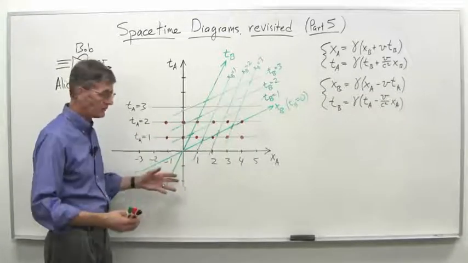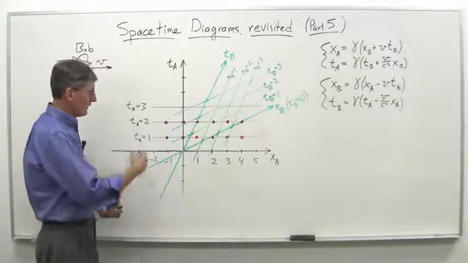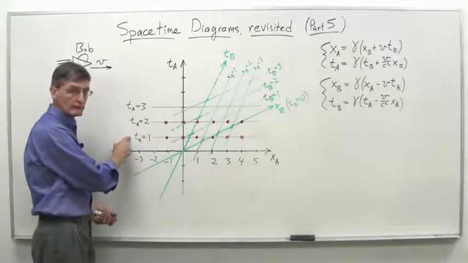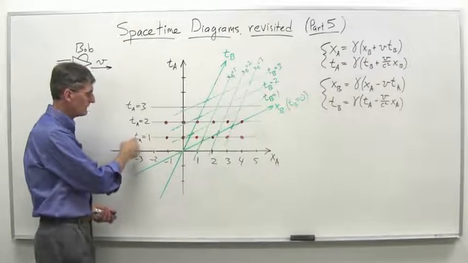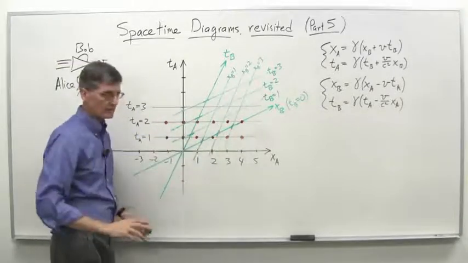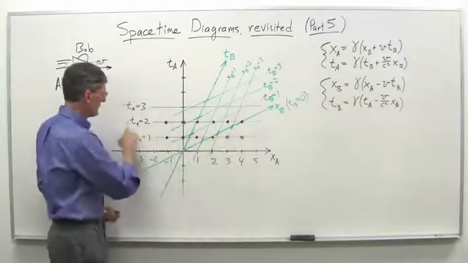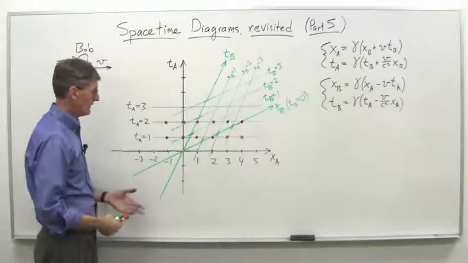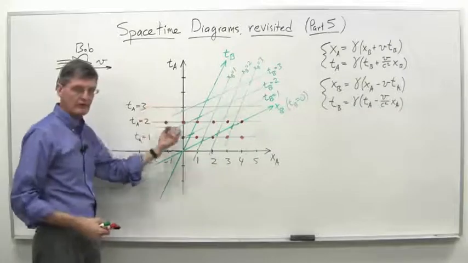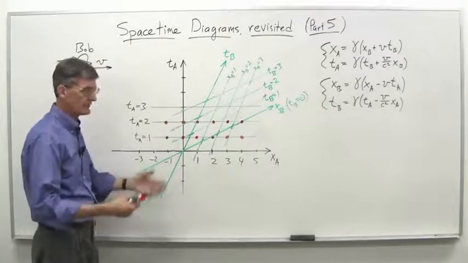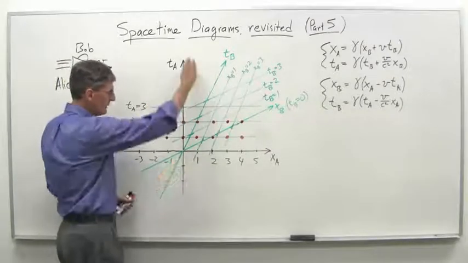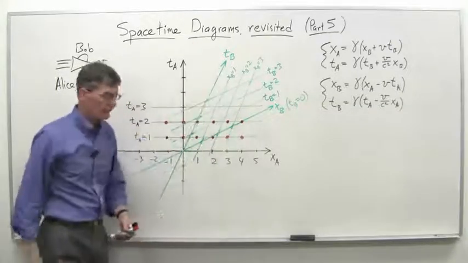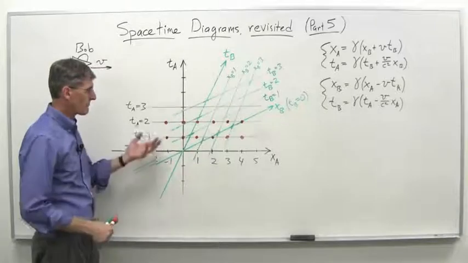But again, let's orient ourselves. Note for Alice's plot, we have lines of simultaneity. t_A equals 1 is this line. We'll get to the red dots here in a second. t_A equals 1, t_A equals 2, t_A equals 3, and so on and so forth. We did not draw lines of the same location for Alice just because it gets to be a little much on here, but they would be x_A equals 1, x_A equals 2, x_A equals 3, and so on and so forth like that.